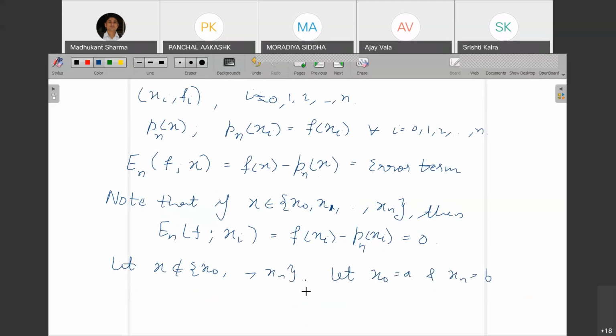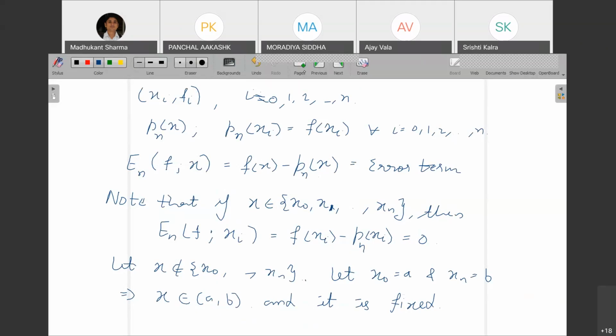So let x not belong to the data set; that means we are talking about x belonging to the open interval AB. For this x belonging to AB, what error estimate do we wish to derive? So let x belong to AB and be fixed. At some fixed value x, we try to estimate the error.